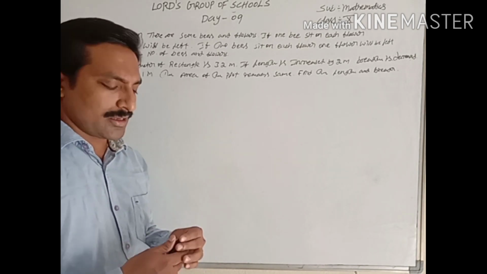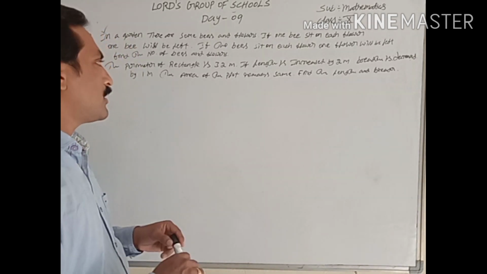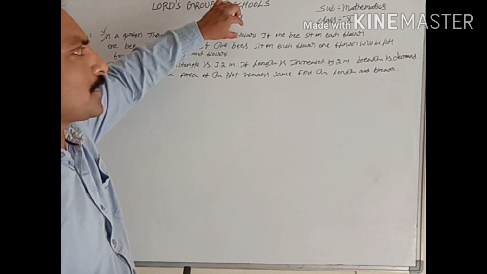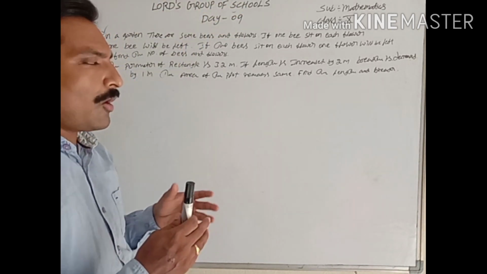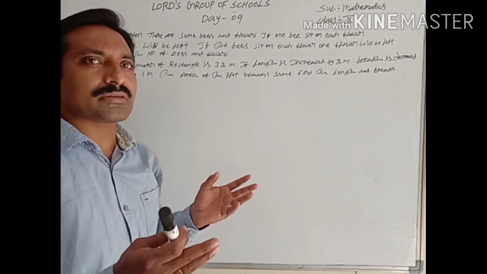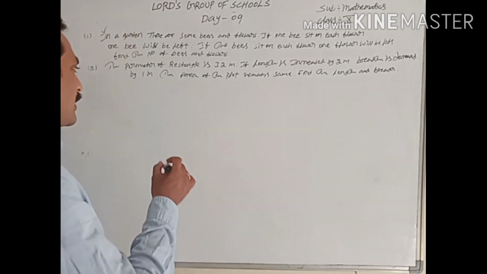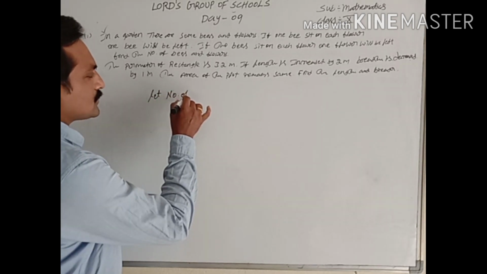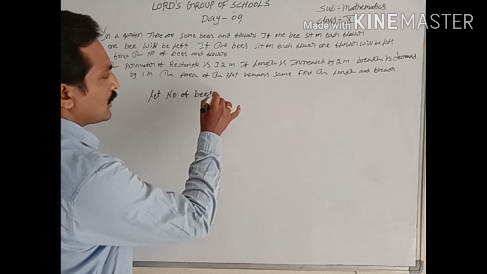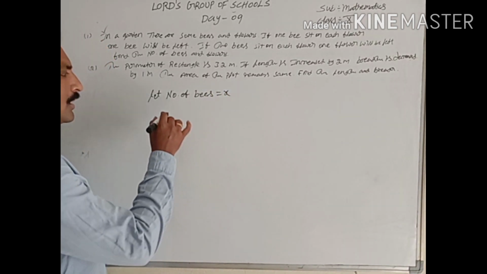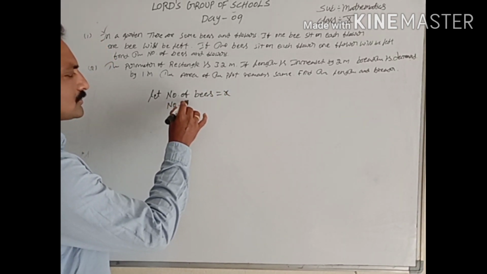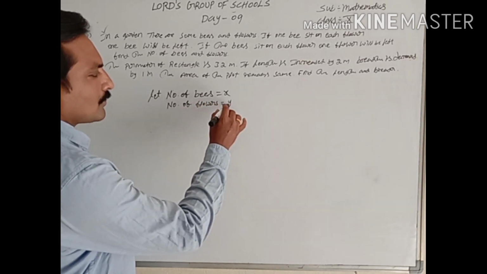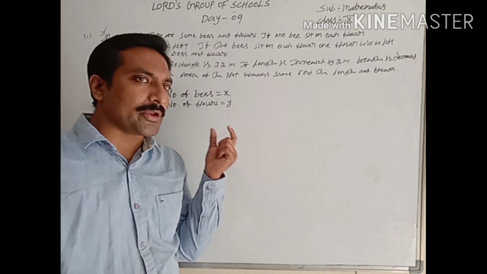Now, I'll explain the general method, how to solve the equations. Here, given things are, in a garden, bees and flowers are present. How many bees are there? How many flowers are there? You don't know. At that time you have to take: let the number of bees be x, the number of flowers be y. So these two things you need.